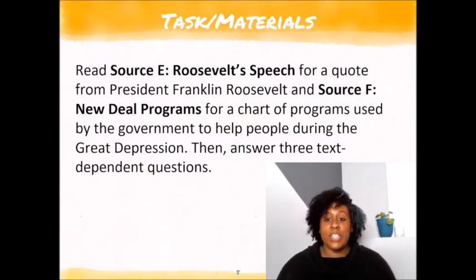We will be reading for task and materials. Read source E, Roosevelt's speech, for a quote from President Franklin Roosevelt, and source F, the New Deal programs, which is a chart if you're following along in the learning plan. If not, the chart will be on the slideshow. The chart shows programs used by the government to help people during the Great Depression. Then we will answer 3 text-dependent questions. Again, if you're following in the learning plan, you can write your text-dependent questions in the space provided. If not, get a pencil and paper ready, and I will pose the questions, and you can take time to answer them.